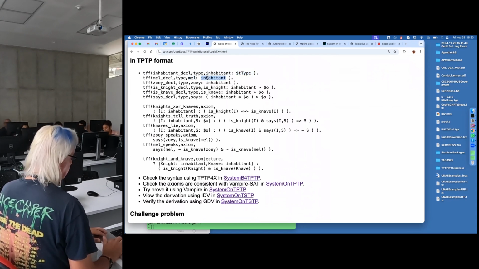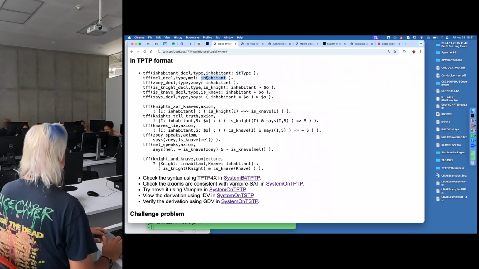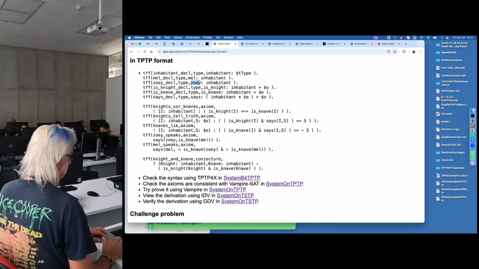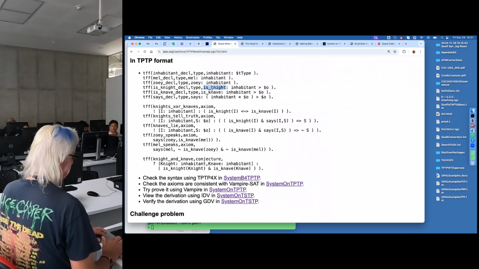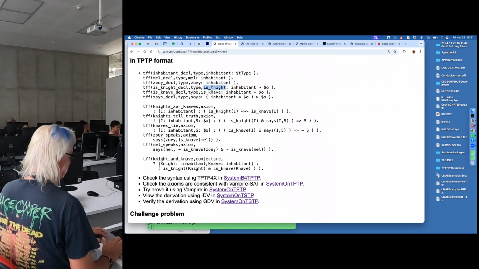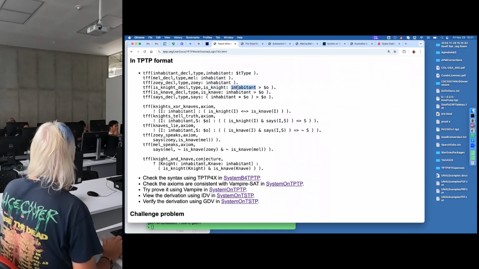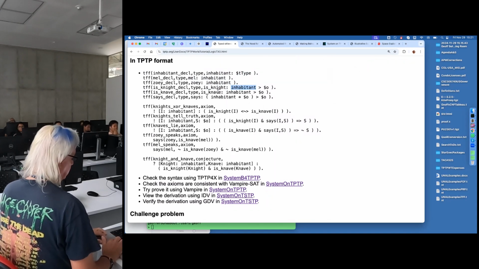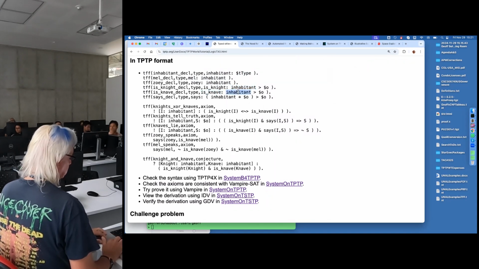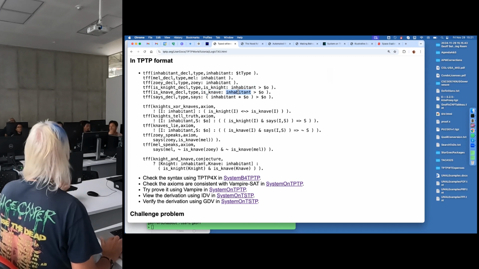Mel is an inhabitant of the island. Mel lives on the island. Zoe lives on the island. And then we have the is not. Is this person a good person? Is it a good person? Give it a person, it says true, false, good person, yes, no. Similarly, this is knave also says, take a person, is it a bad person? Yes, no.